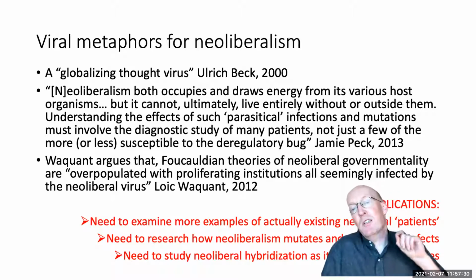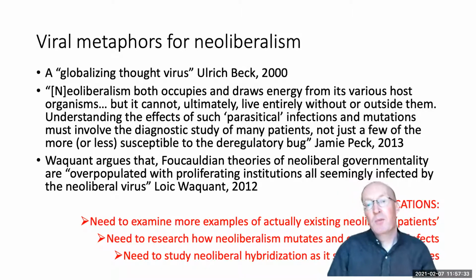But nevertheless, Wacquant's solution to this problem of overdiagnosis was actually fairly similar to Jamie Peck's, namely that we need to study more cases of the neoliberal virus. And by looking at those patient cases closely, he suggested we can do a better job of avoiding overdiagnosis.